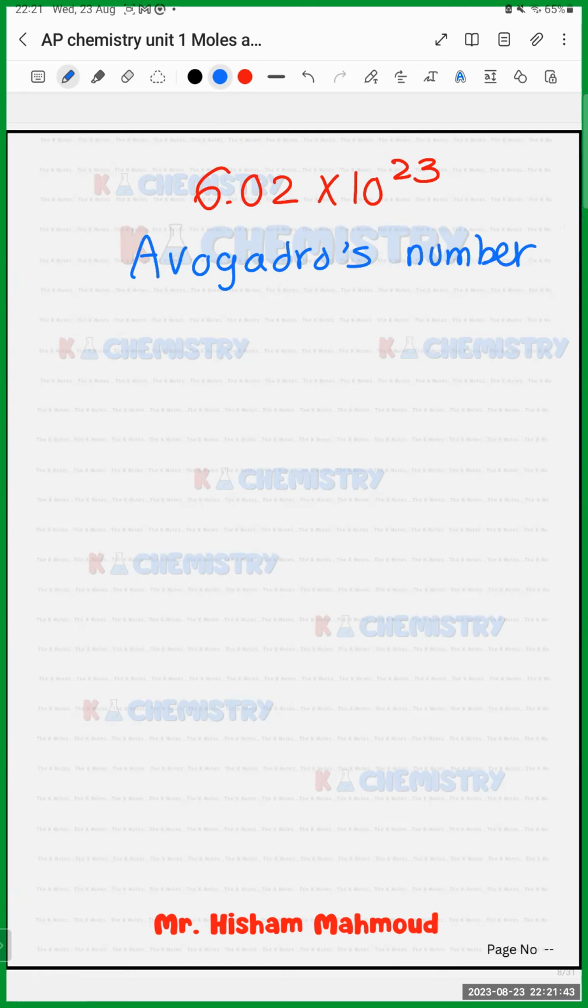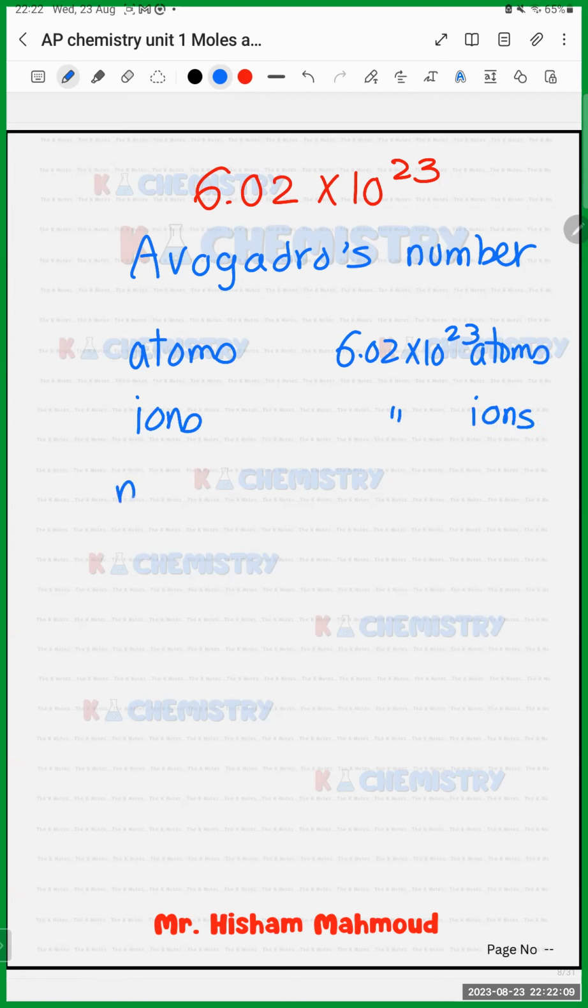The mole can be anything, like we said when we explained last time about the pair and dozen. You can have a mole of atoms. That's Avogadro's number of atoms, 6.02 multiplied 10 to the power of 23 atoms. Mole of ions, that's 6.02 multiplied 10 to the power of 23 ions. Mole of molecules, that's 6.02 multiplied 10 to the power of 23 molecules.